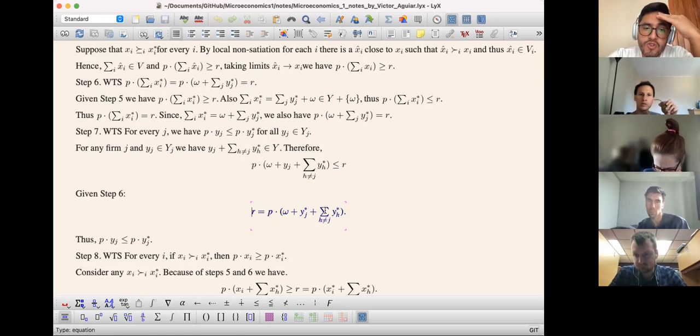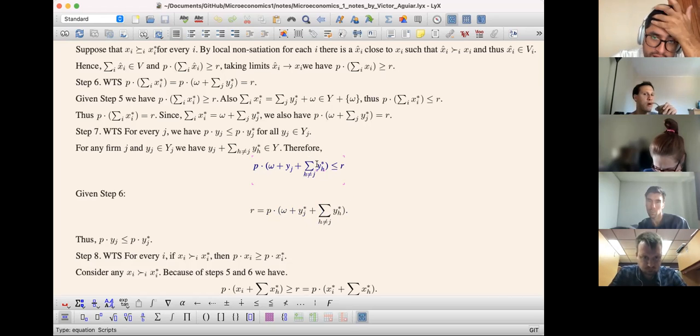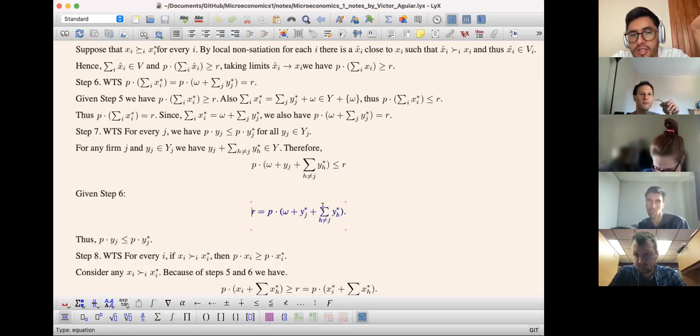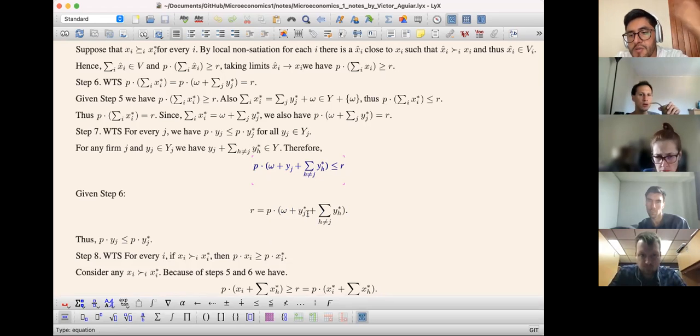Now I just combine these two, and then P times omega cancels out. The summation of Yh star for all h different from j, you can also cancel out. And the only thing that remains is P times Yj less than or equal to P times Yj star, okay? So together, this gives me profit maximization. Understood?